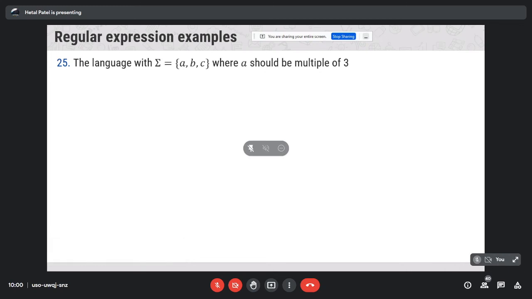Once you have designed it, drop the regular expression in the chat box. Right or wrong, no problem. But try it.